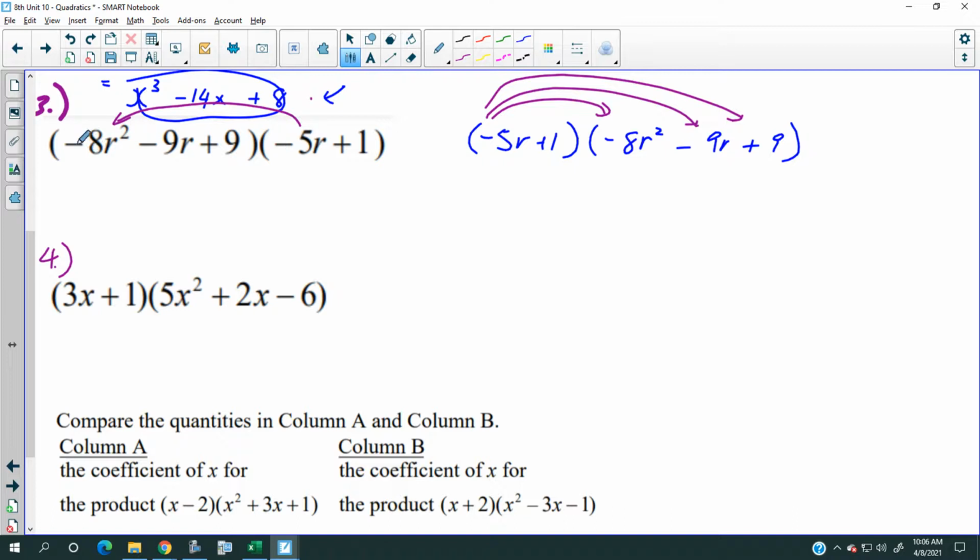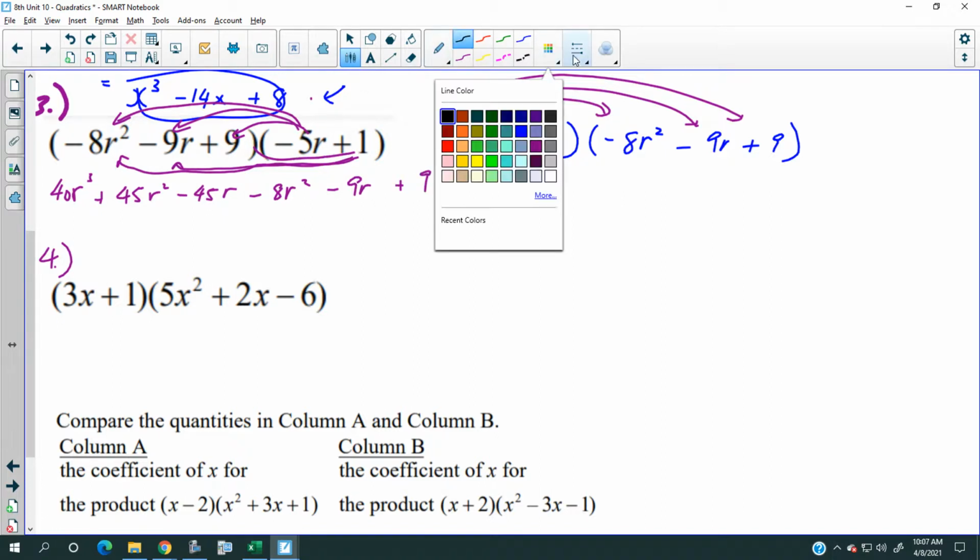So let's see, negative times negative is a positive. 8 times 5 is 40. R squared times R is R to the third, right? And then I got to distribute it to this guy, so that's negative times negative, that's positive. 9 times 5 is 45, R squared. And then we got this guy, 9 times negative 5 is negative 45R. And then we'll do the same thing for the 1. So that's negative 8R squared. That is 1 times negative 9, so that's negative 9R, and this one is 1 times 9, and that's just 9. Okay, so far so good.